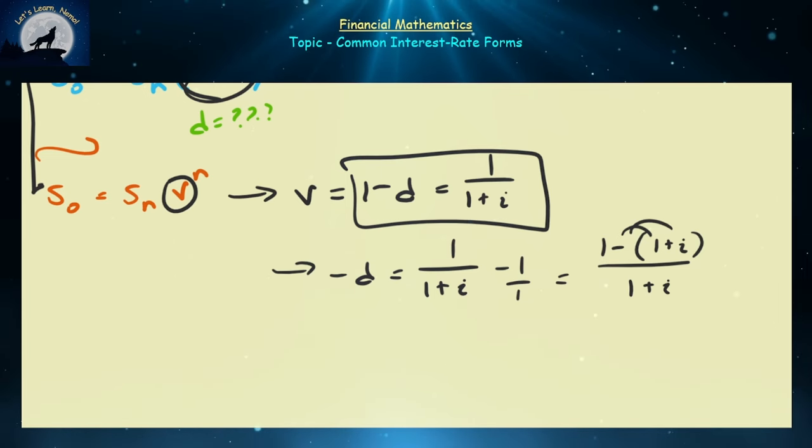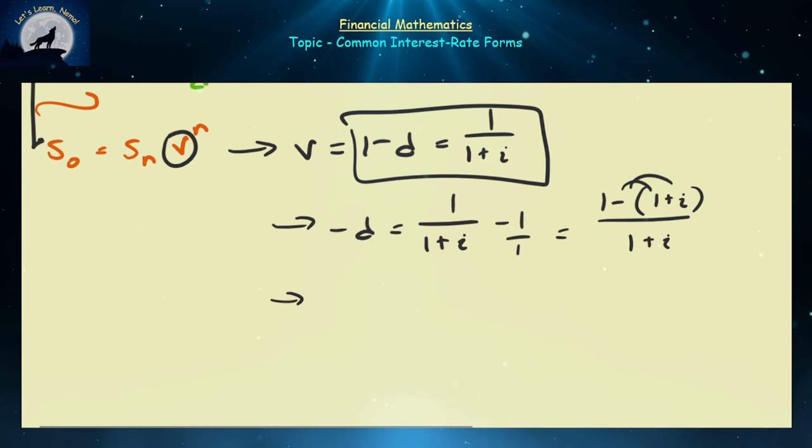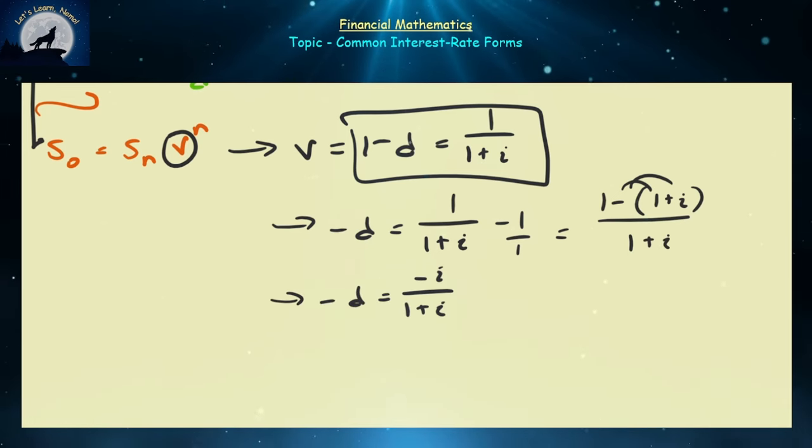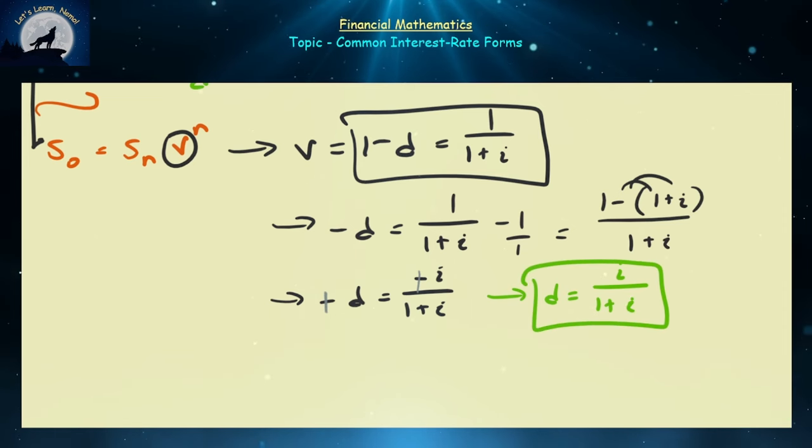Right, so once you have that, you're going to have what? So you're going to have minus d will be equal to minus i all over 1 plus i, and then you can multiply both sides by minus 1 to eliminate that negative on both sides. And then you have that the effective discount rate is just equal to the effective interest rate all over the accumulation factor 1 plus i. Right? So that's how you can convert between those two objects.